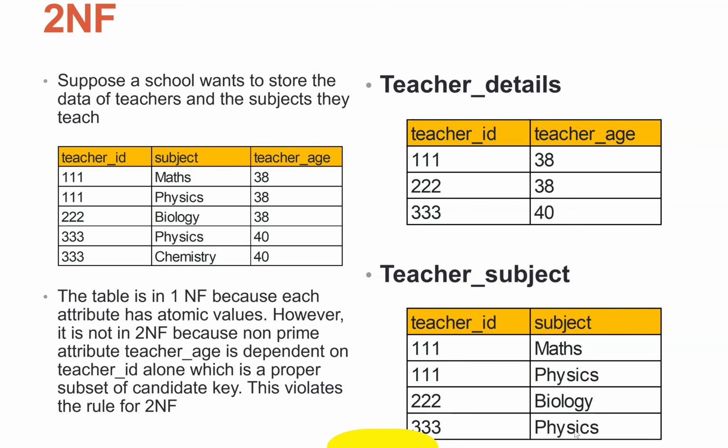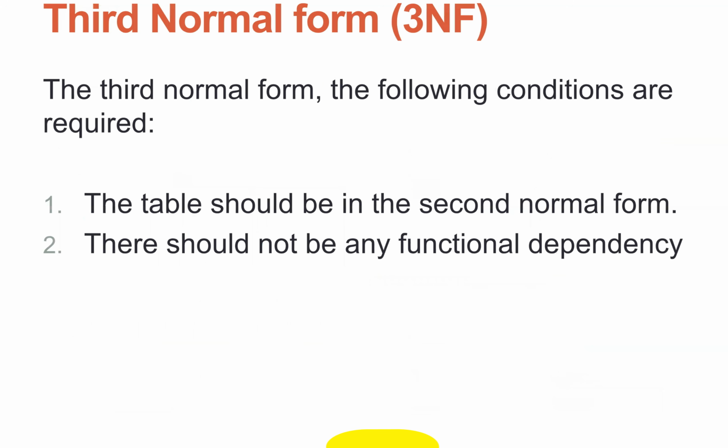Yes, subject is okay, but if you look at this subject also, I'm having duplicates. Teacher ID also I'm still having duplicates. But I can relate these two tables by using the teacher ID and I can get the teacher's age. So in that way, this is second normal form. Okay, still we have some duplicates, right? To avoid the duplicates, we'll go for the third normal form.